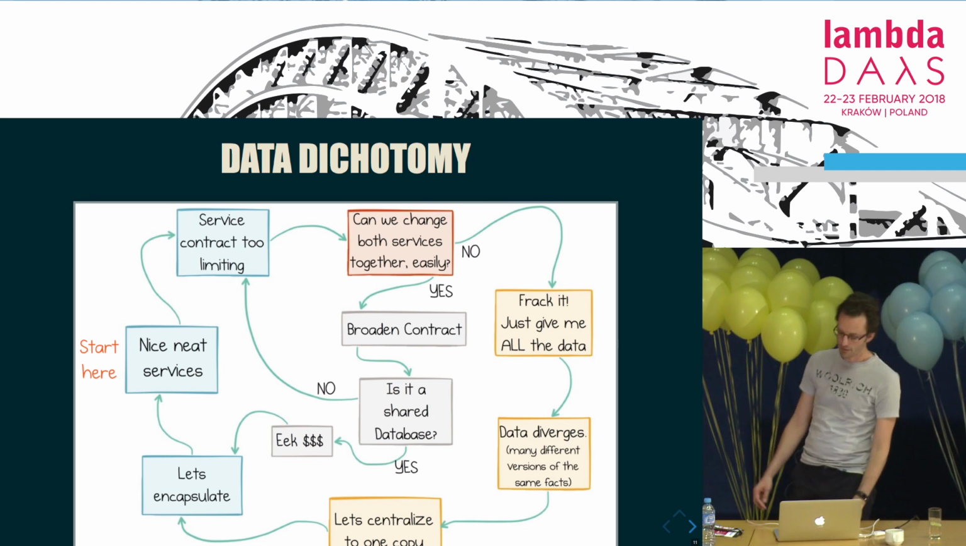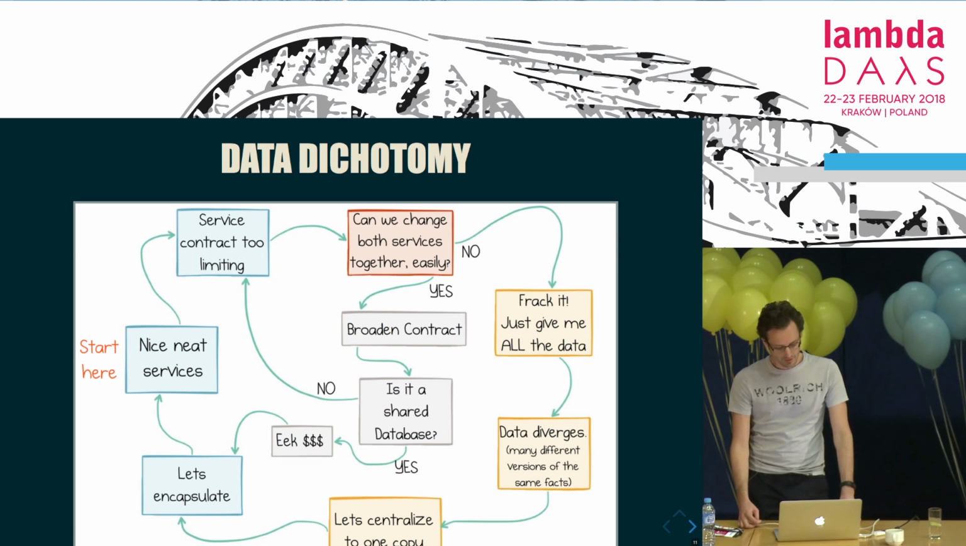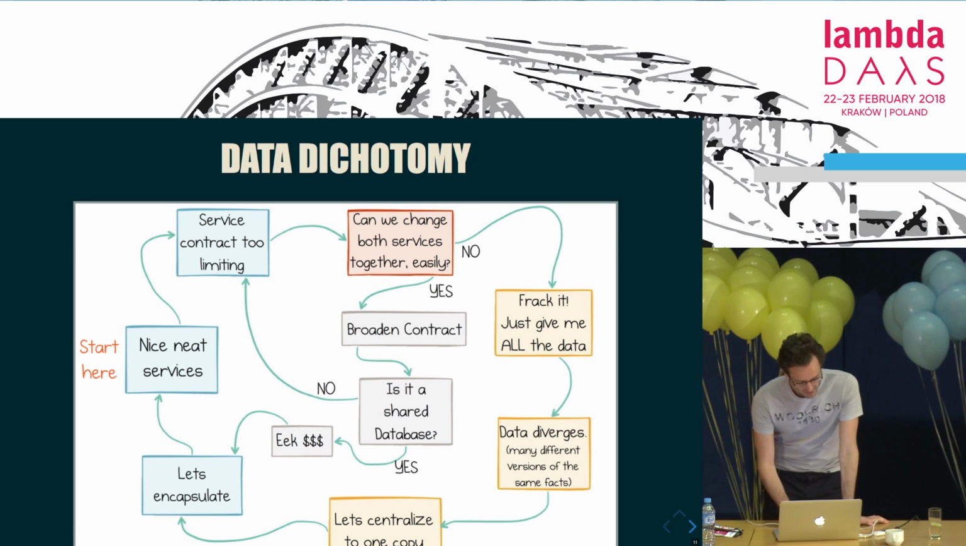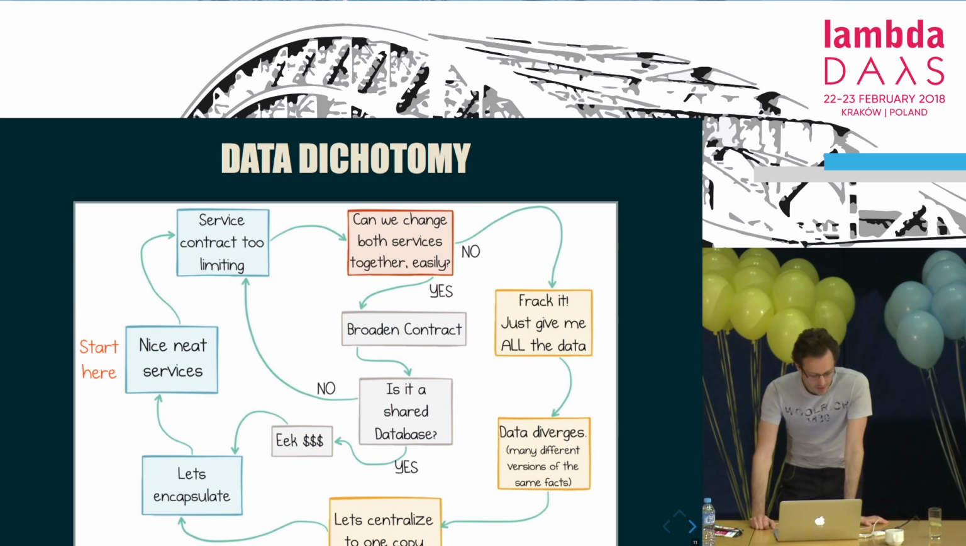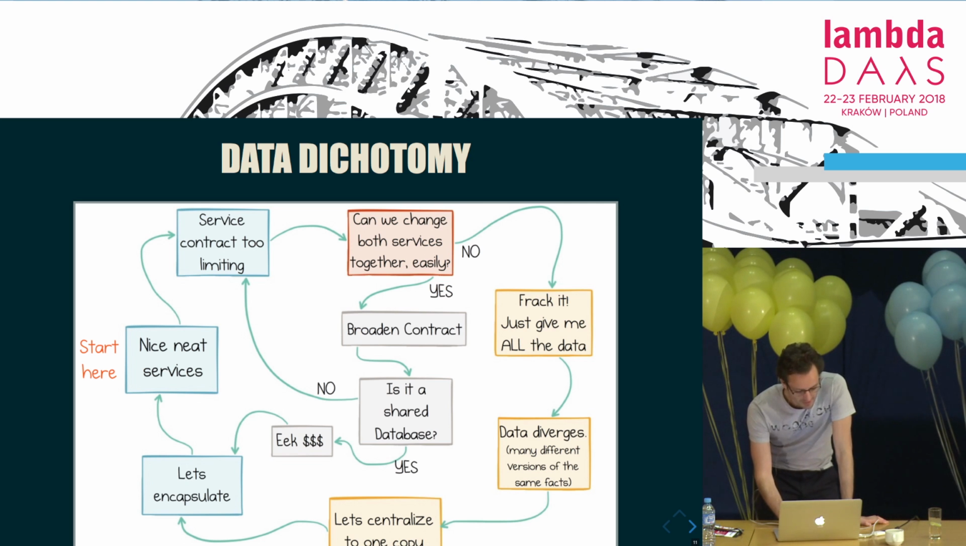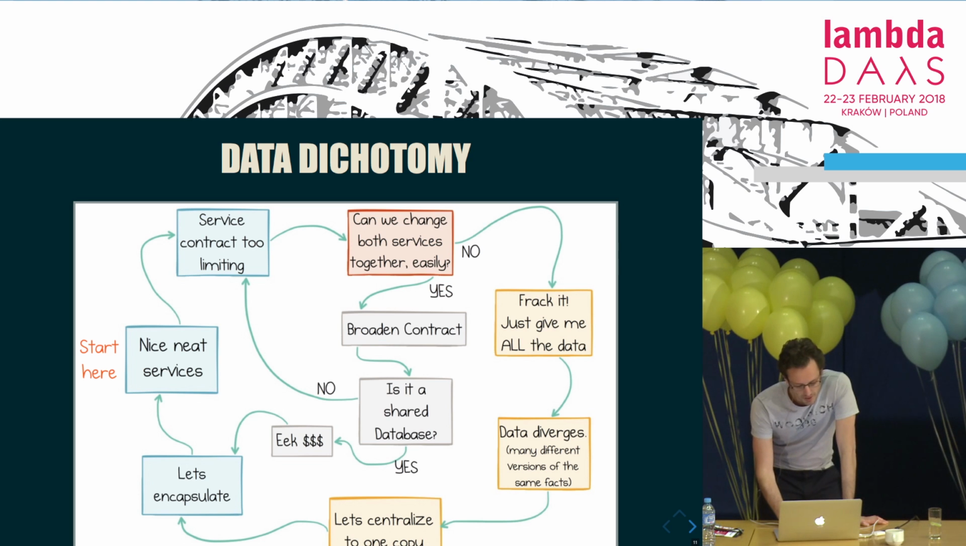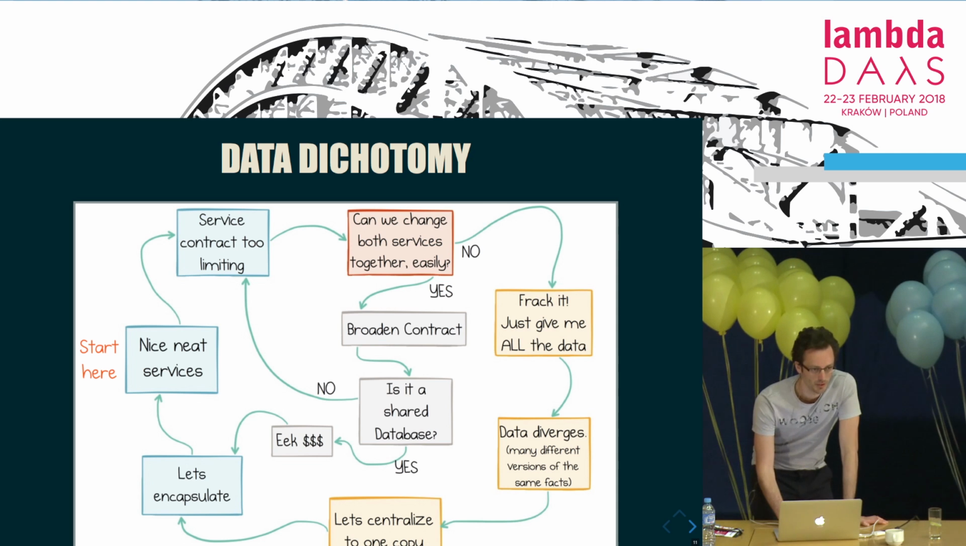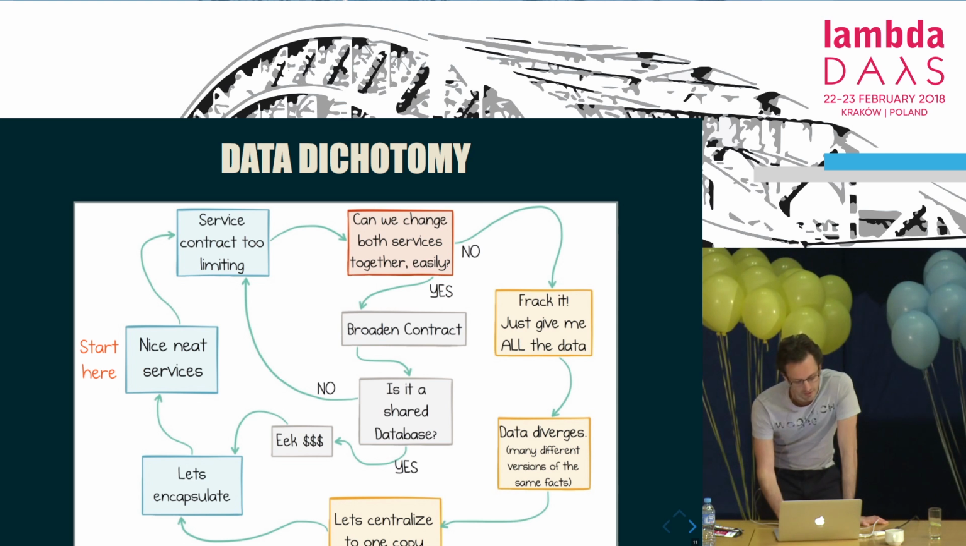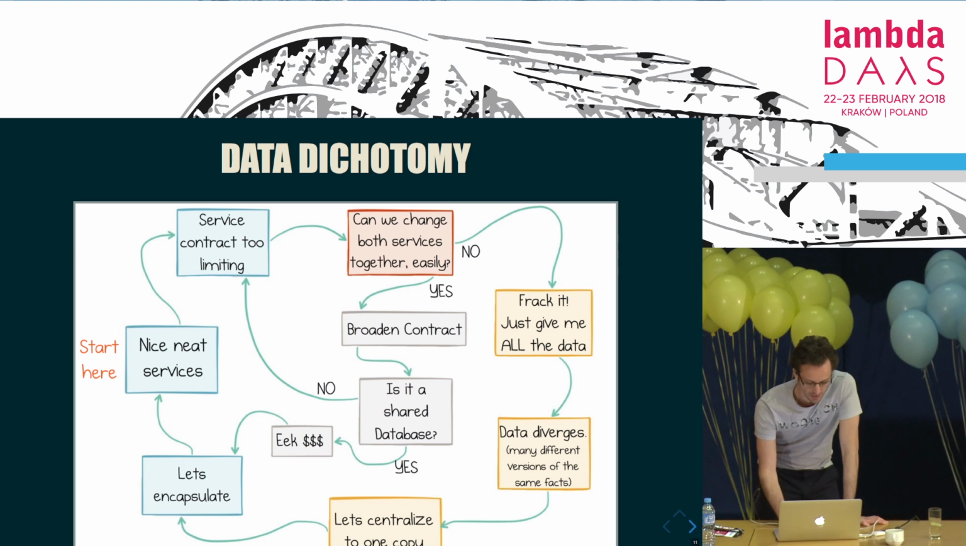funny graph from the Confluent guys, which shows what the problem is. You start from nice, neat microservices, and then you have these APIs on these services that are always too limiting for what you want, because maybe you don't want to do 3 calls, you want to get everything at once. And that's also why, by the way, things like GraphQL are quite successful. They try to tackle this part of the problem.